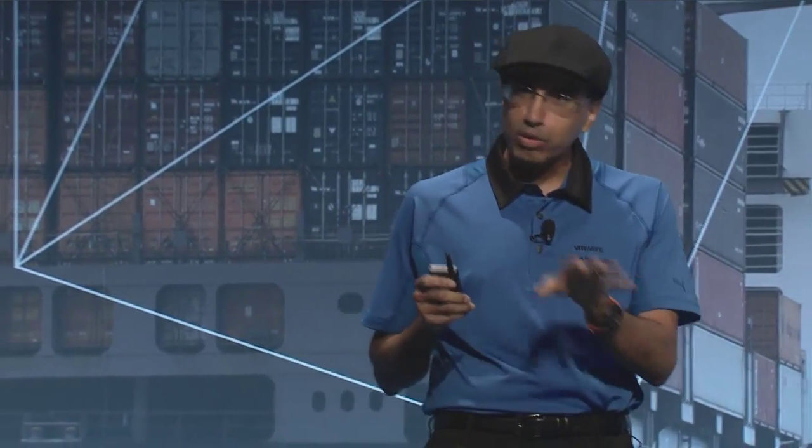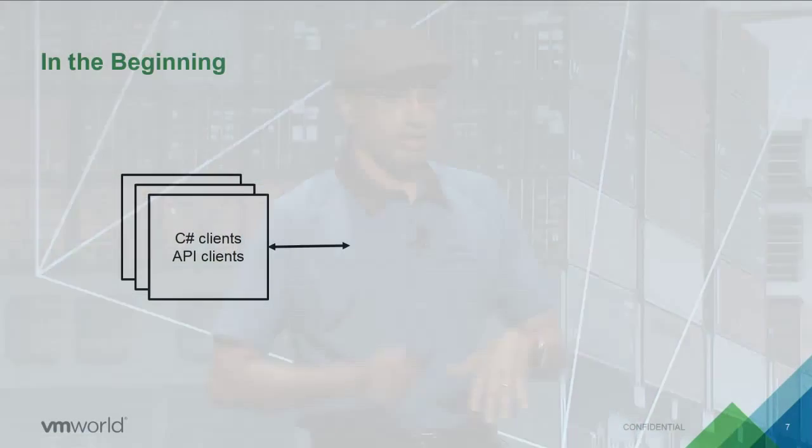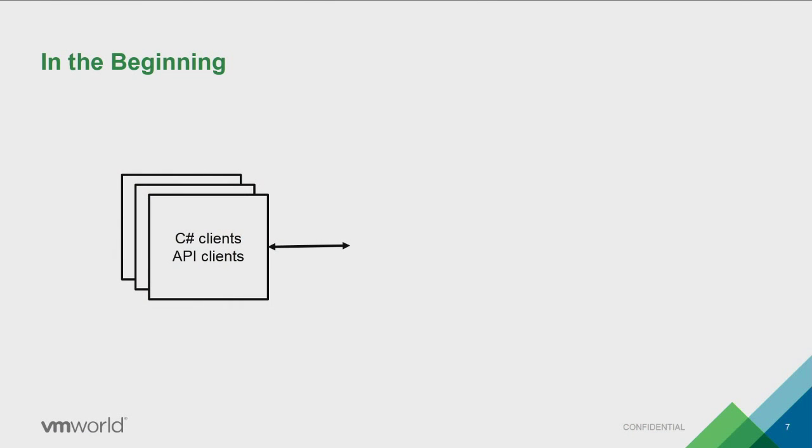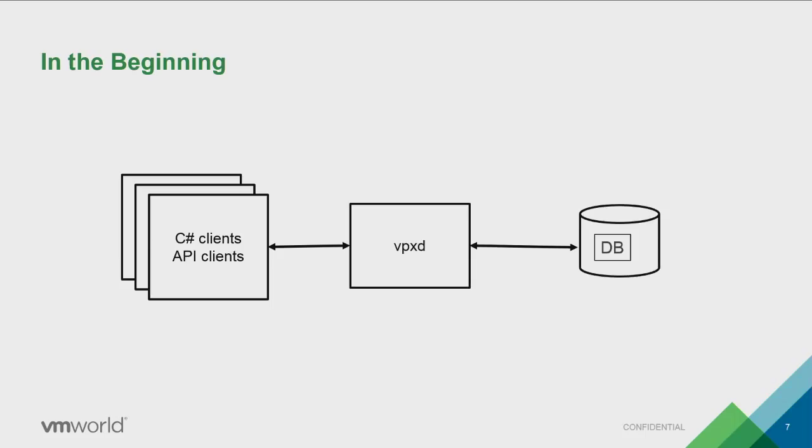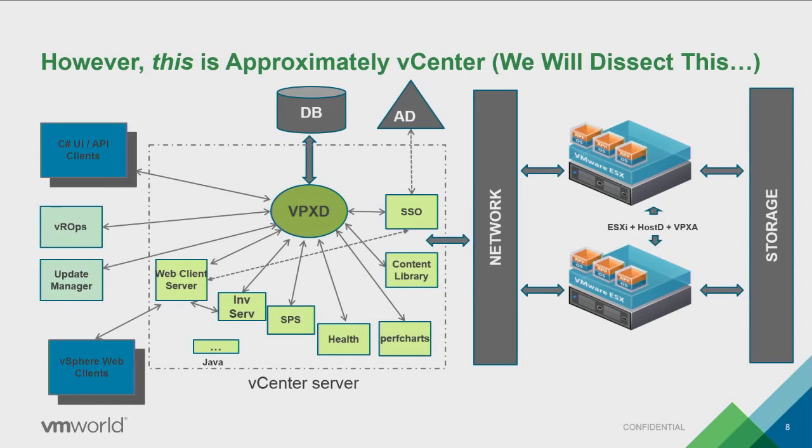So for many of you, this is what vCenter looks like. You've got a couple of clients, whether they're C#, web client, some extension, whatever. It talks to this service called VPXD, which has some back-end database that backs it up. And that right there, that VPXD is the vCenter server, and that's what you think of as vCenter. Now, that's the idealized view. Reality is quite a bit more complicated.